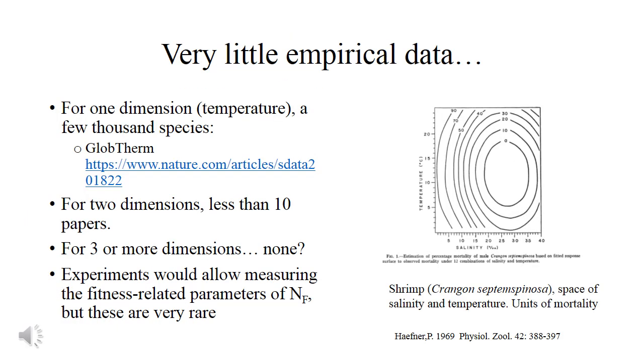To establish the fitness structure of niches, we essentially would require experiments. And there are very few experiments done at more than one dimension. The best database that I know for experimental estimation of the limits of tolerance of species, which are the measures of niche, are for a single variable, one dimension, which is temperature. And the database is shown there. It's called GlobTherm. For two dimensions, I have found less than 10 papers, perhaps. There is one example in the figure to the right of the slide. And for three or more dimensions, I don't know a single one properly done with balanced experiments, with enough replicates and things.